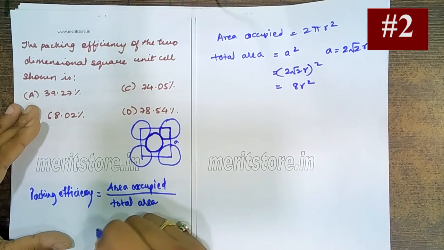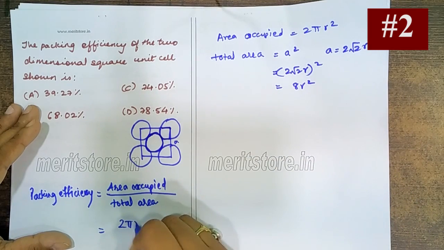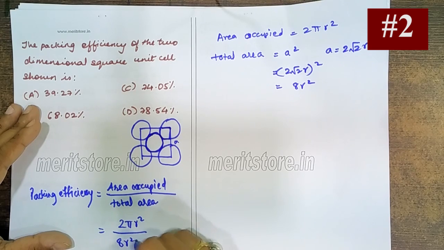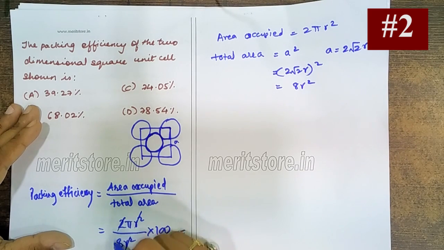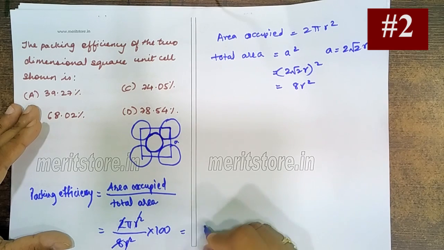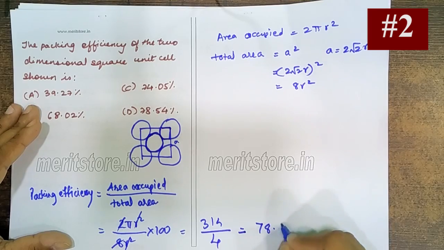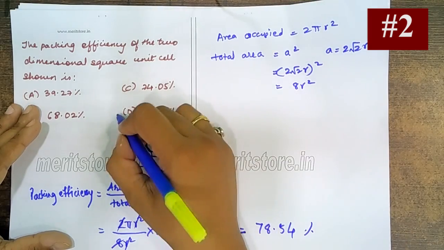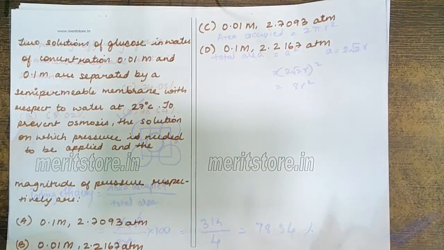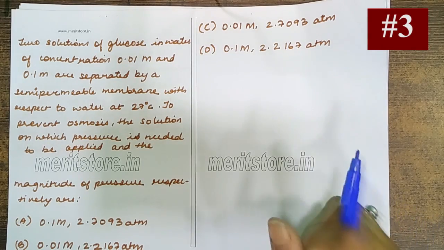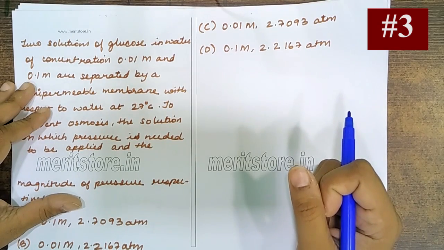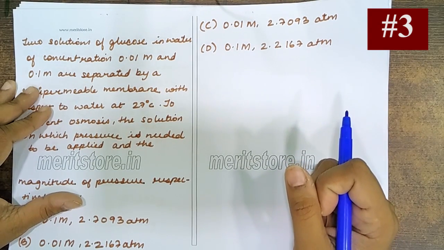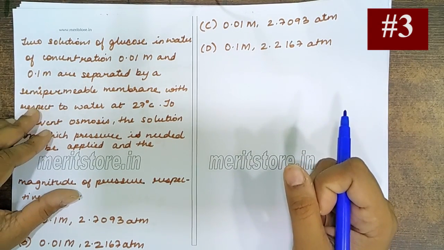So now this is 2 pi r square divided by 8 r square multiplied by 100. This will get cancelled. So this is 4. So 3.14, so 314 upon 4. So that is around 78.54%. Option D.